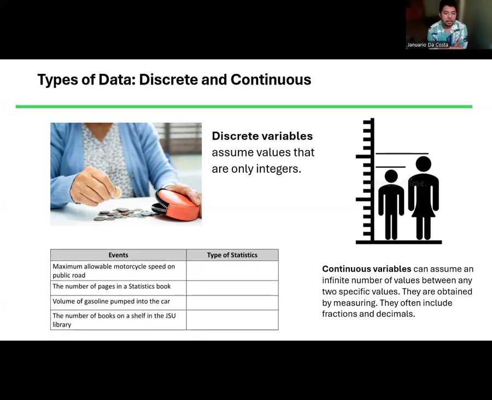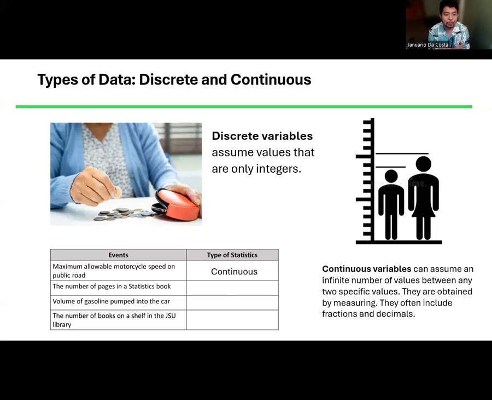For example, the maximum allowable motorcycle speed on a public road. The speed of a motorcycle on a road. Is that a discrete variable or a continuous variable? What do you think? The speed of a motorcycle. Continuous. That is a continuous variable because the speed can be 20.345 kilometers per hour, or it can be 50.0134 kilometers per hour.